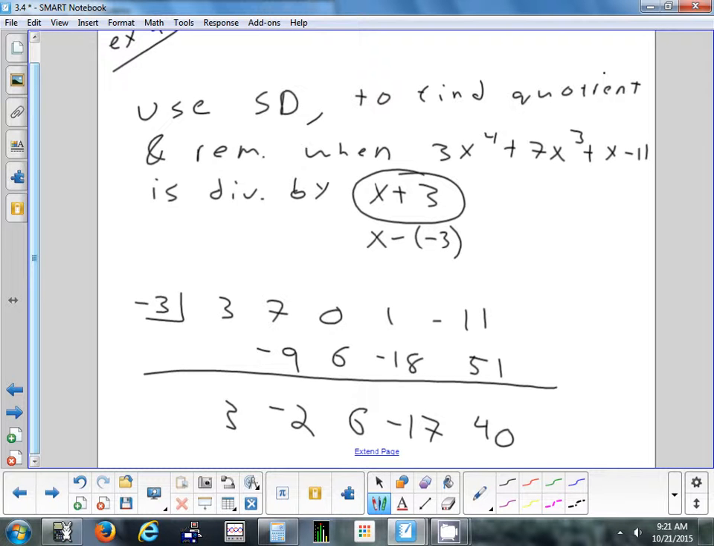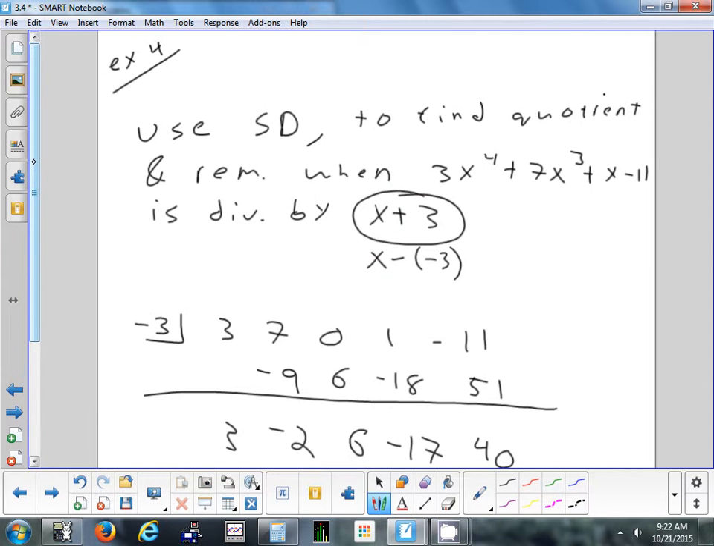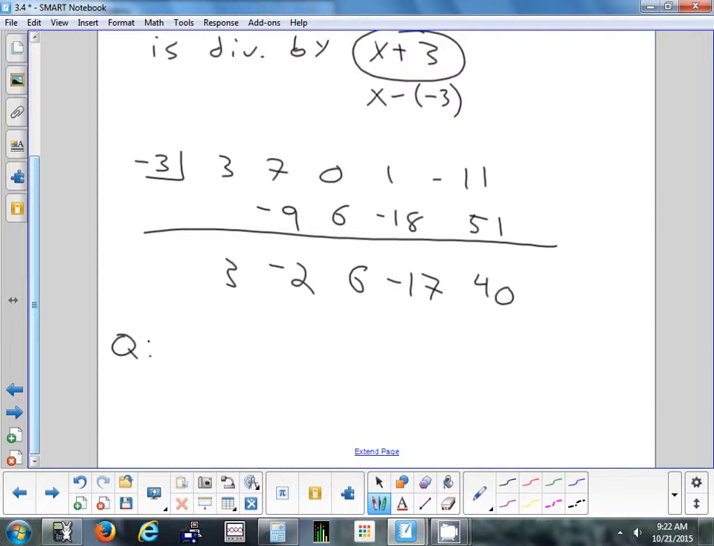Okay, let's double check, make sure we got it right. 3, negative 2, 6, negative 17. Yep. And 40 as a remainder. Right, now they asked us to identify what? Quotient and remainder. Okay, let's start with the remainder. Brendan, what's the remainder here? 40. Yep. And somebody else give me my quotient.